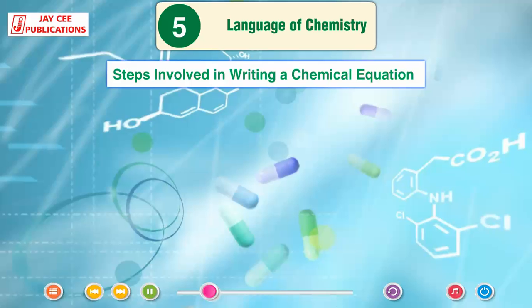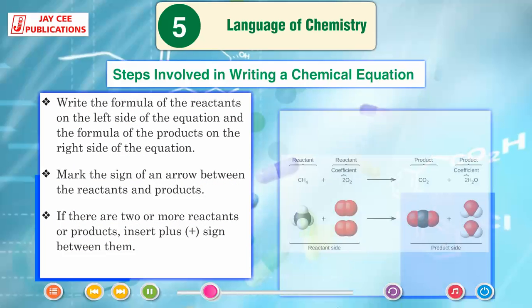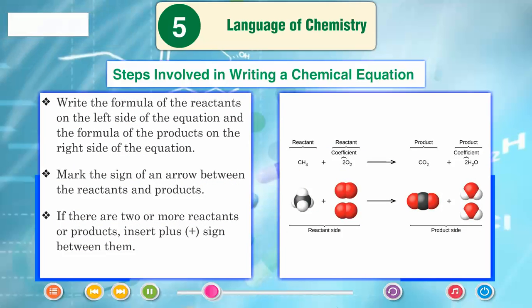Steps involved in writing a chemical equation. Write the formula of reactants on the left side of the equation and the formula of the products on the right side of the equation.